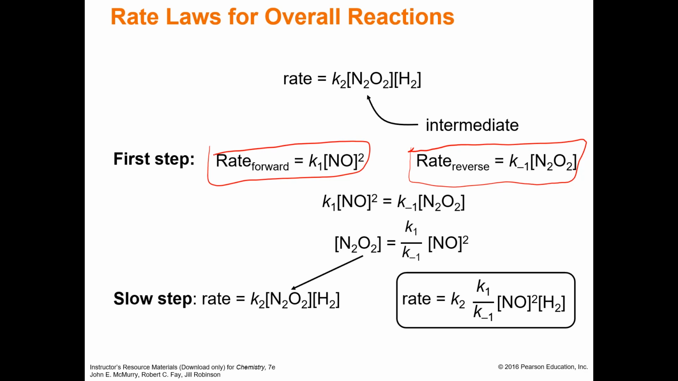then we can set K1 times NO squared equal to K-1 times N2O2, which is this step here. And then we can rearrange this to K1 over K-1 times NO squared. So we can just rearrange this to get what N2O2 is equal to, and then we can plug that in for N2O2. That gets rid of this intermediate showing up in our rate law.